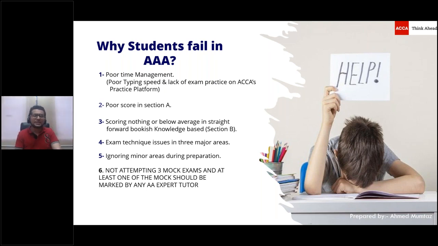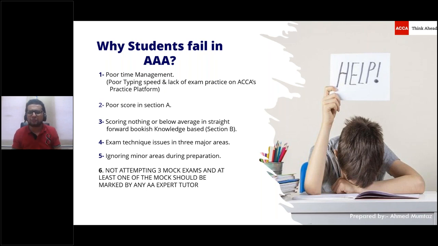So why are students failing this exam? The reason number 3 is that students are unable to answer the straightforward bookish knowledge questions. How can you overcome that problem? You can overcome that problem by investing half an hour daily on your straightforward bookish knowledge type questions.